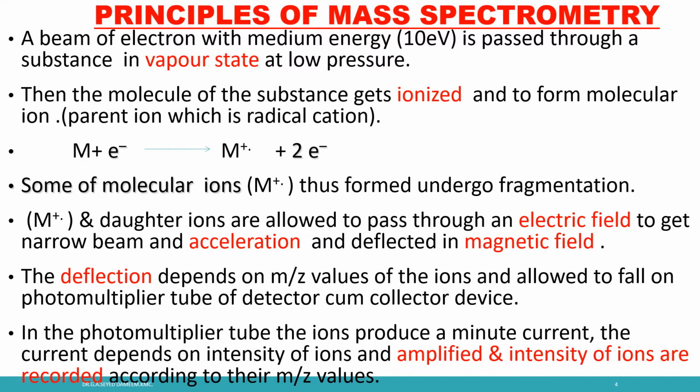Now, the molecule of the substance gets ionized to form a molecular ion, and another name for molecular ion is parent ion. Because a number of ions are produced from this ion, it is called the parent ion. And the ion has a positive charge and an odd electron. The general name for this ion is radical cation.